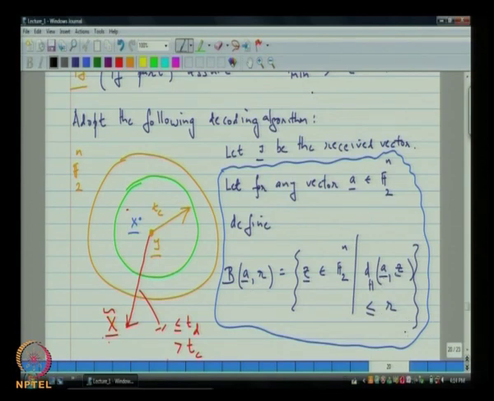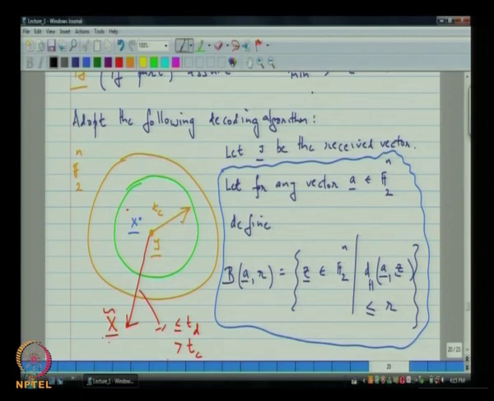Okay, so that is what we define as a ball, and what we have shown in this figure here is that here is your received vector y, and our decoding algorithm proceeds as follows. We will first of all examine the ball centered at y whose radius is t sub c, and that is the green circle that you see on your screen.